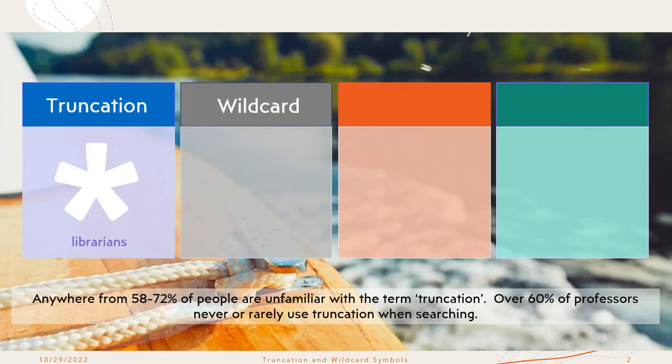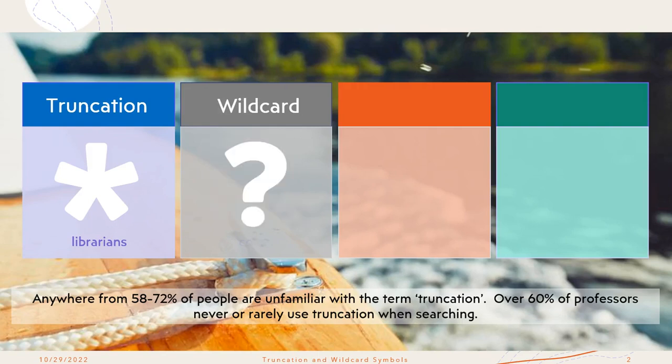Now, the wildcard symbol is like a non-fraternal twin to the truncation symbol, similar but not identical. The wildcard symbol is often represented with a question mark, usually found within the middle of words, and is commonly used for spelling variations between US and Canadian, British, or Australian words. Each wildcard symbol represents a singular letter or no letter at all.